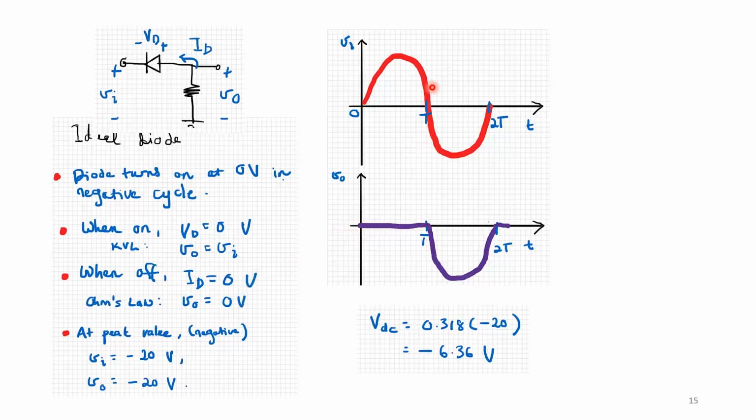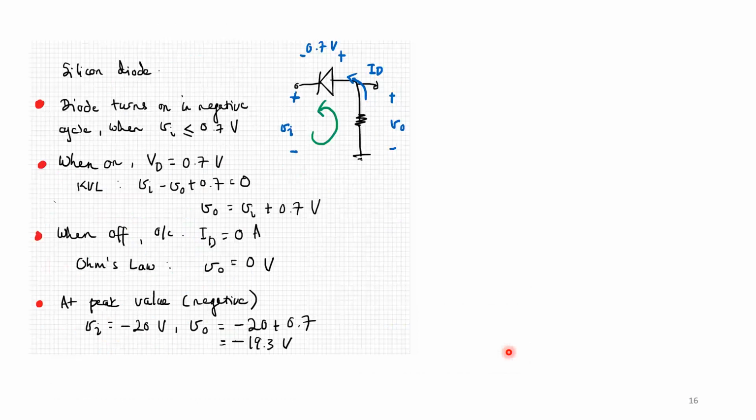But when it is in the negative cycle, it will turn on, and V out will be the same as Vin, reaching a negative peak value of negative 20 volts. So if we find the VDC, the average DC value, you get 0.318 times negative 20, which is negative 6.36 volts. Now what happens if it is a silicon diode?